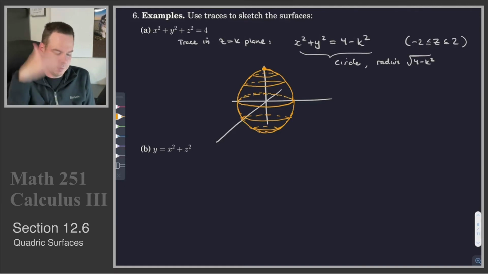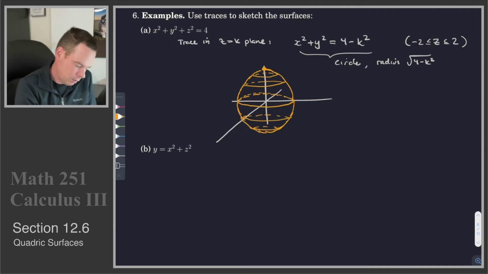So those are circles shrinking as we go up towards z equals 2, shrinking as we go down to z equals -2. So that's z equals 2. This one is, I want it gray there. This is z equals -2. This is, of course, y equals 2 and x equals 2.